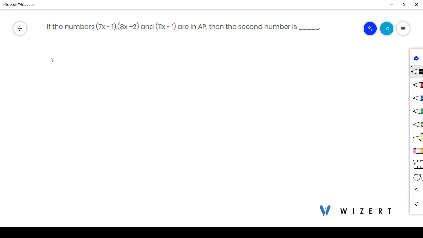Our question is, if the numbers 7x minus 1, 8x plus 2 and 11x minus 1 are in AP, then what is the second number?